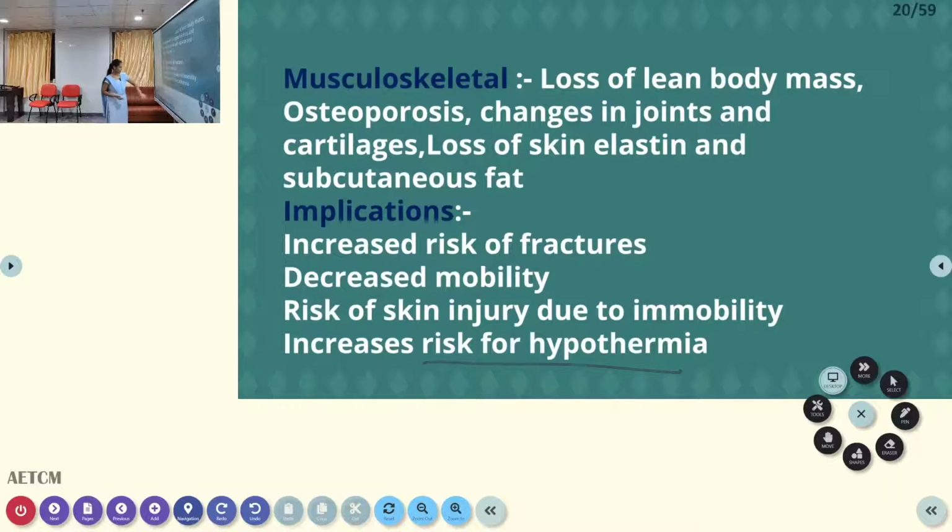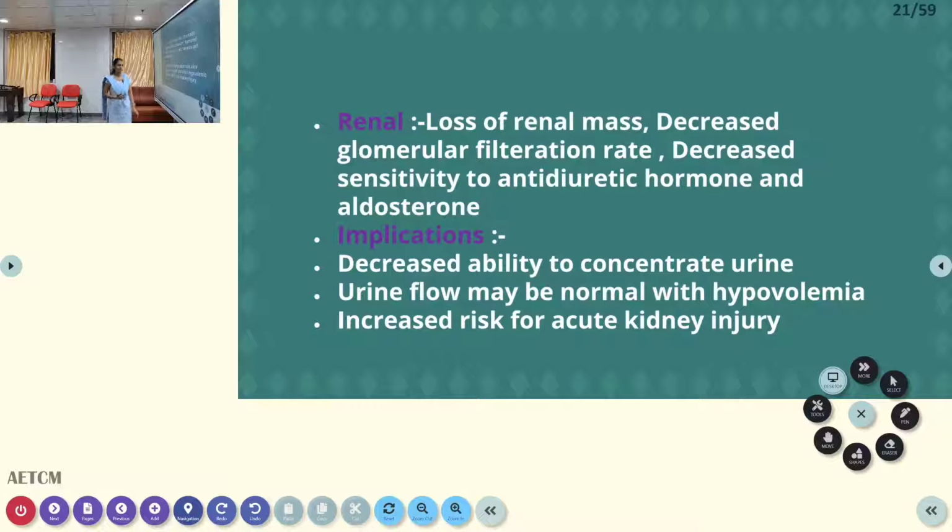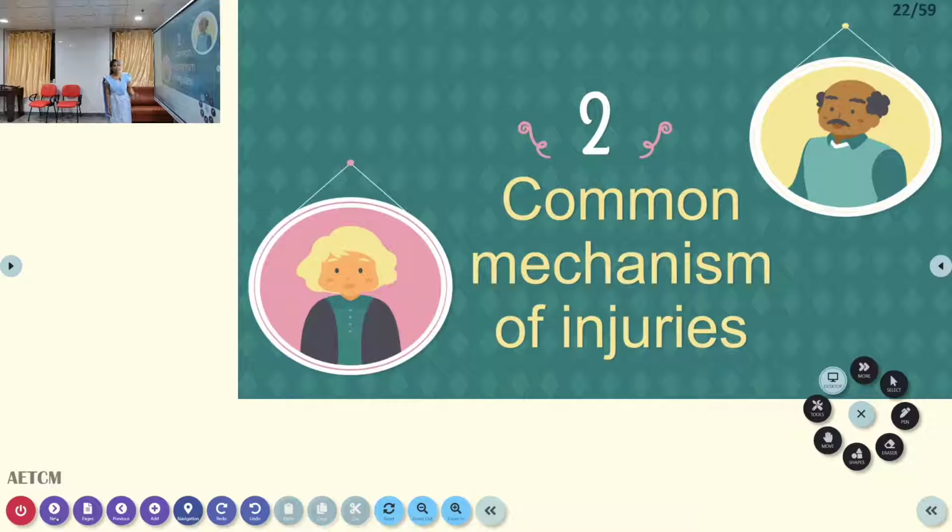And next, in the renal system, there will be a decreased glomerular filtration rate, loss of renal mass, and decreased sensitivity to both antidiuretic hormone and aldosterone. The implications are a decreased ability to concentrate urine, so urine flow may be normal even when the patient is hypovolemic, and an increased risk of acute kidney injury. So these are the system-wise functional changes and implications for care.